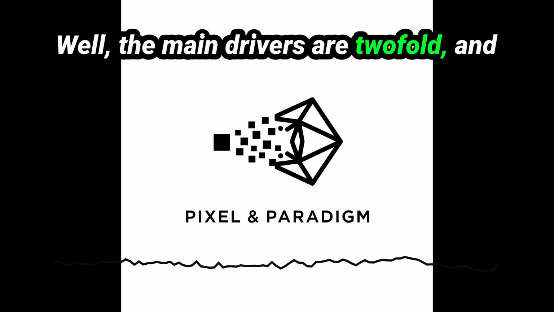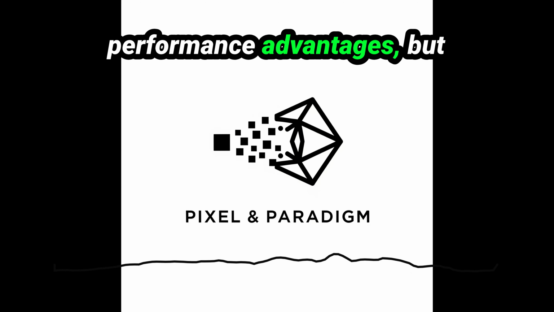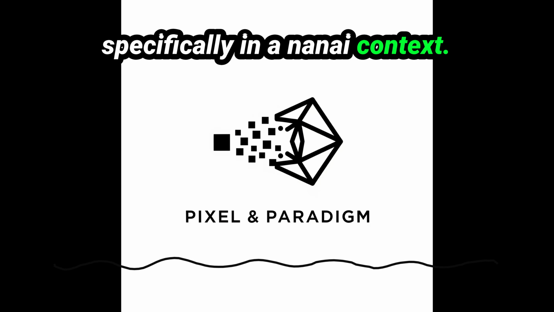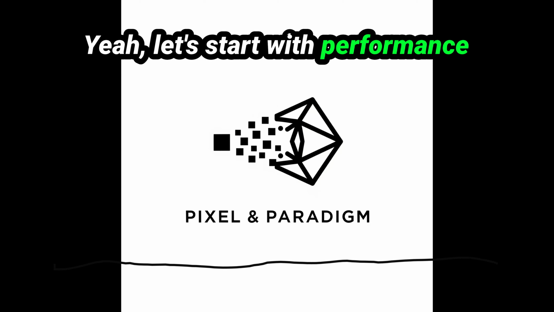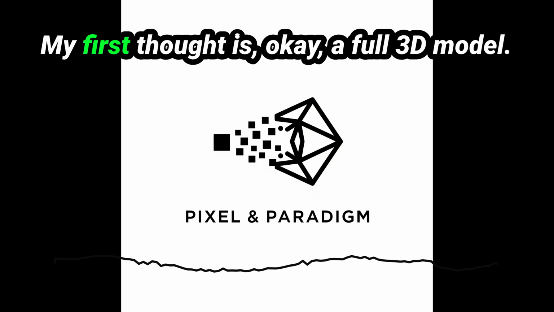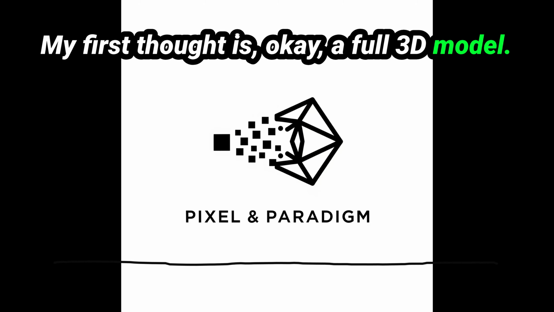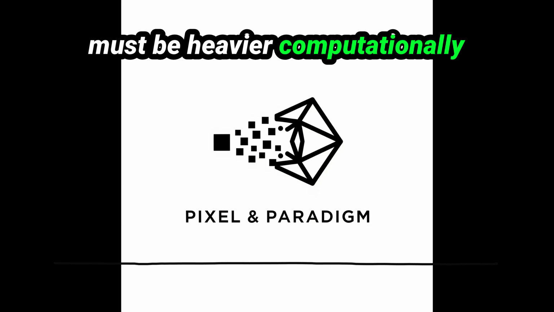Well, the main drivers are twofold, and they're pretty compelling when you dig in. First, there are significant performance advantages, but specifically in a Nanite context. And second, there's a dramatic leap in visual fidelity. Let's start with performance, because honestly, it's kind of counterintuitive for a lot of people. It really is. My first thought is, okay, a full 3D model, even with Nanite helping, must be heavier computationally than a simple flat card.